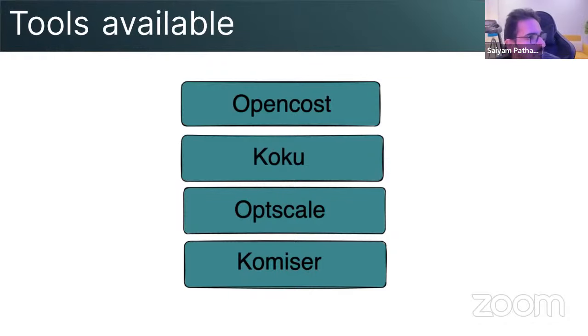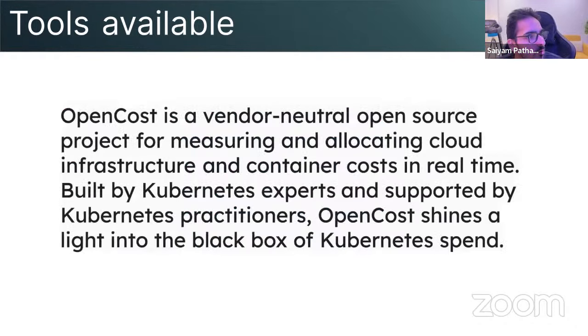OpenCost is a vendor-neutral open source project for measuring and allocating cloud infrastructure and container costs in real time. Built by Kubernetes experts and supported by Kubernetes practitioners, OpenCost shines a light into the black box of Kubernetes spend. This is the definition from their website, so I have nothing to do with the definition that's written over here. But yeah, let's look at some of the demos.